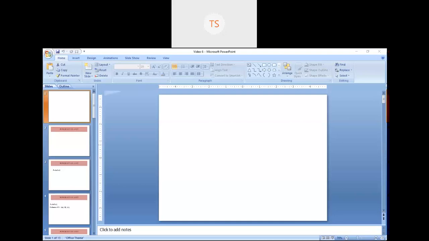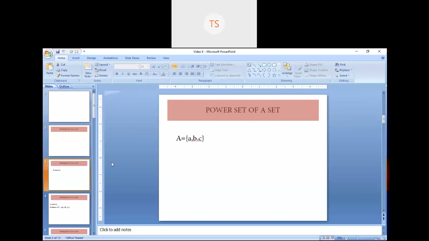So next is the power set. Now, what is a power set of a set? Suppose you have a set capital A whose elements are a, b and c.